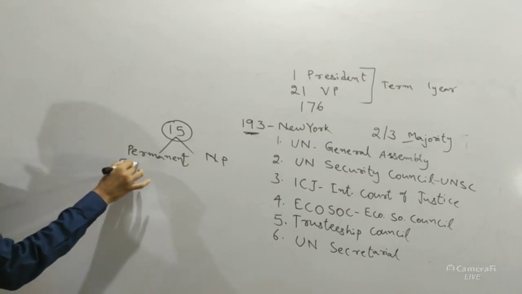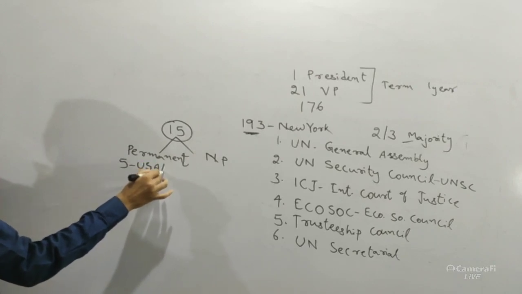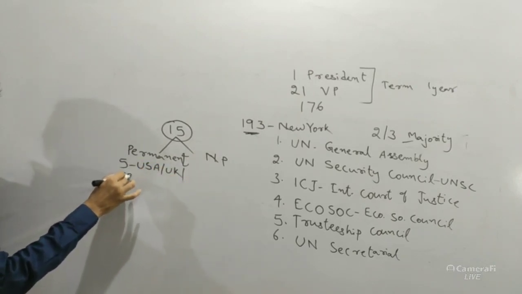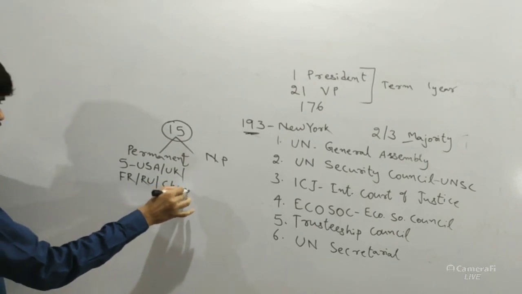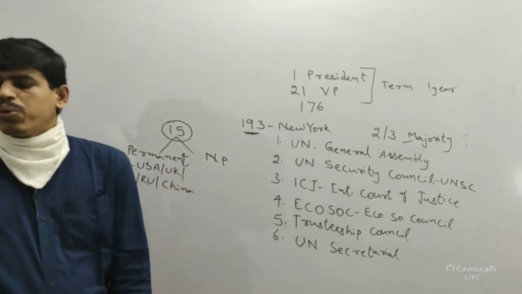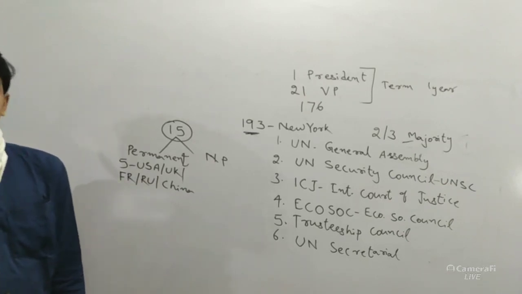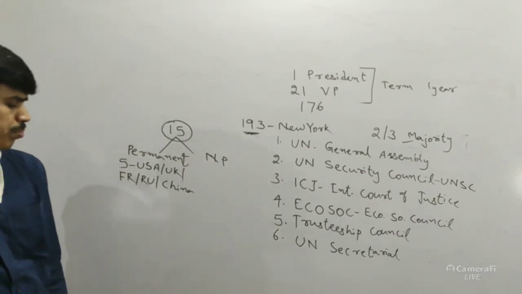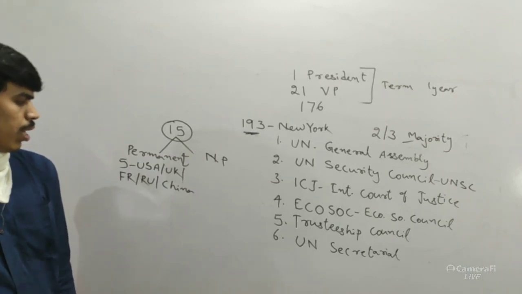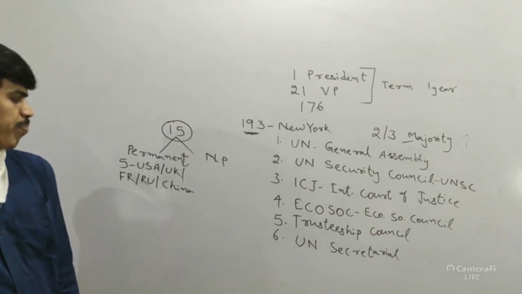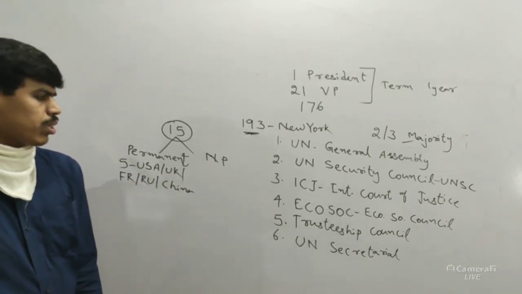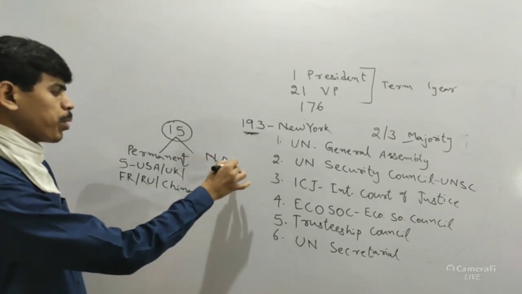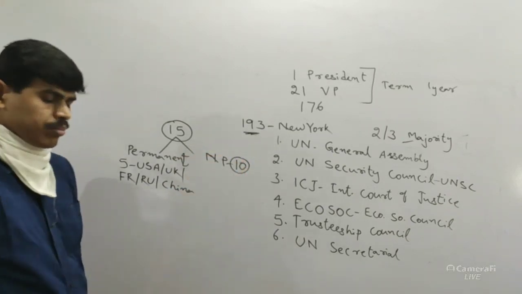There are 5 permanent members, namely USA, UK, France, Russia, and China. Originally 4, but China was later included. The most powerful countries of the world are permanent members. And the total number of non-permanent members is 10.